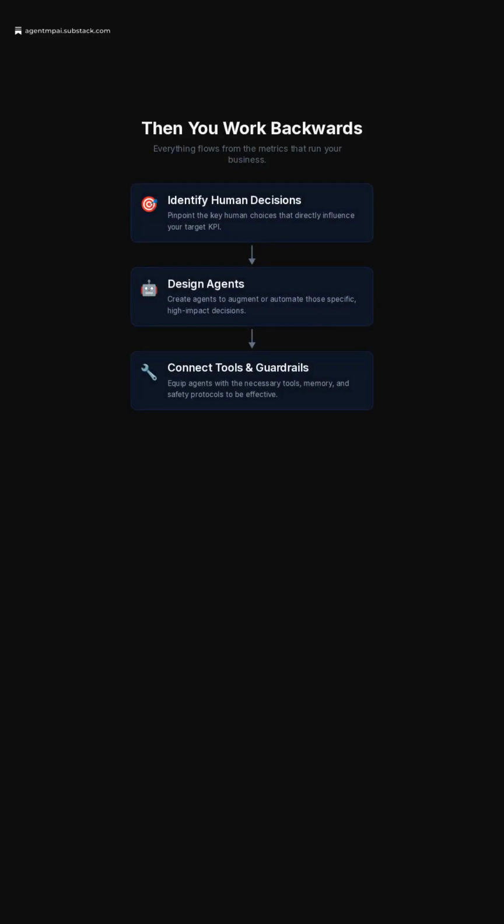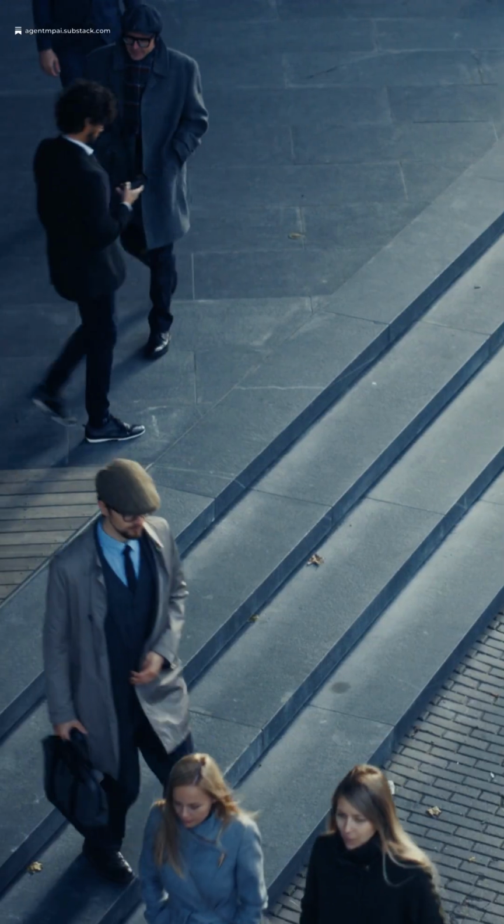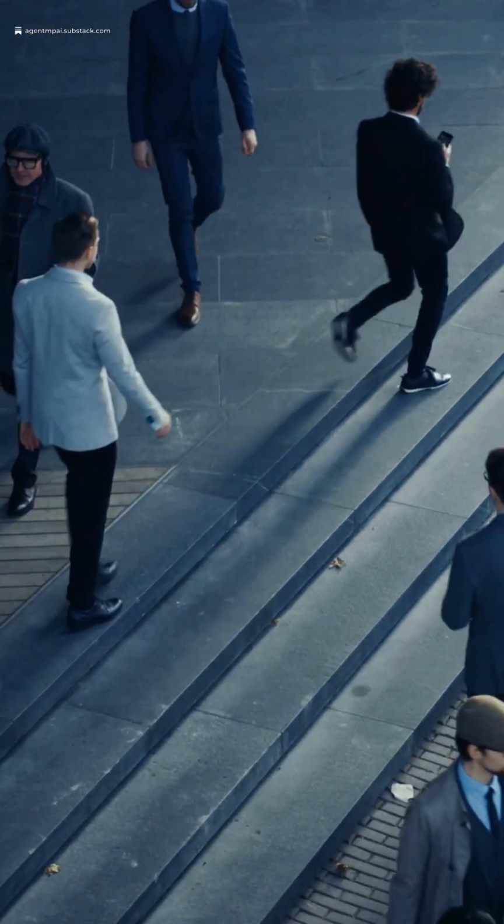Then you work backwards. You identify the human decisions that move that KPI, you design agents that augment or automate those decisions, and you connect the tools, memory, and guardrails needed to make those agents effective. Everything flows from your KPI. That's top-down design. And here's the key insight from CXOs who are seeing fast results. The fewer KPIs you target initially, the faster you prove value. Pick one or two, show impact, then expand.